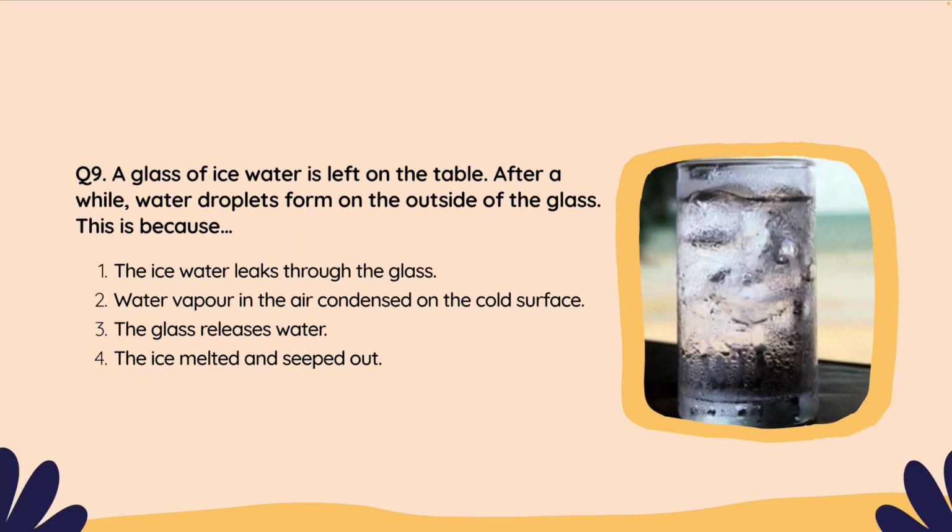Question 9. A glass of ice water is left on the table. After a while, water droplets form on the outside of the glass. This is because 1. The ice water leaks through the glass. 2. Water vapor in the air condensed on the cold surface. 3. The glass releases water. 4. The ice melted and seeped out.